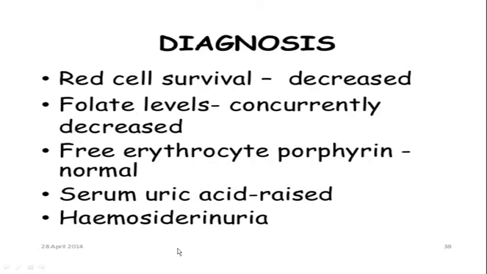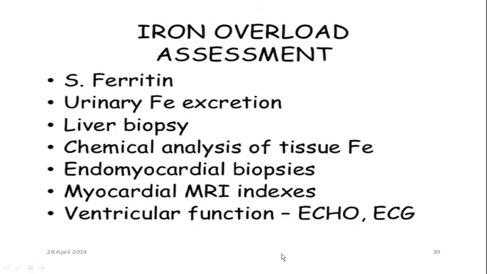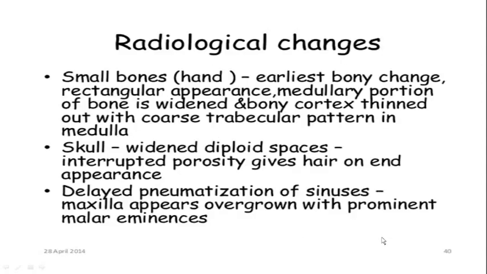Red cell survival will be decreased, folate level will decrease, free erythrocyte porphyrin might be normal, serum uric acid raised, and hemosiderinuria will be present. Iron overload assessment will be through the serum ferritin or urinary iron excretion or liver biopsy, and cardiomyopathy can be assessed through the myocardial MRI T2* index, which will be raised, and ventricular function can be assessed through echo.